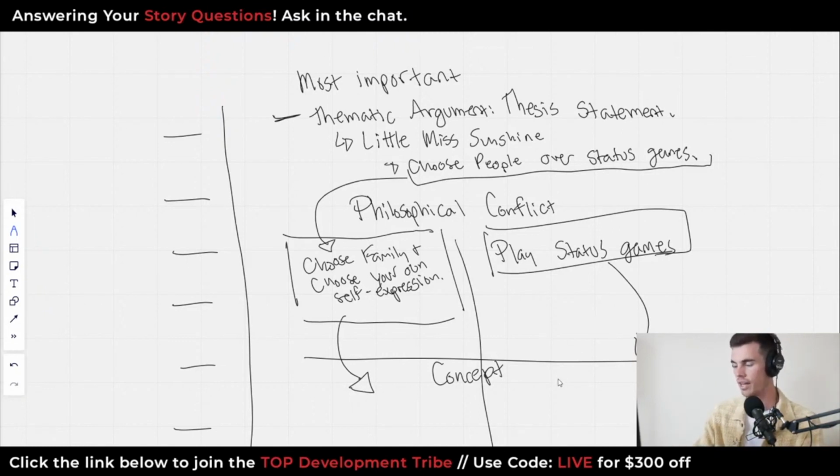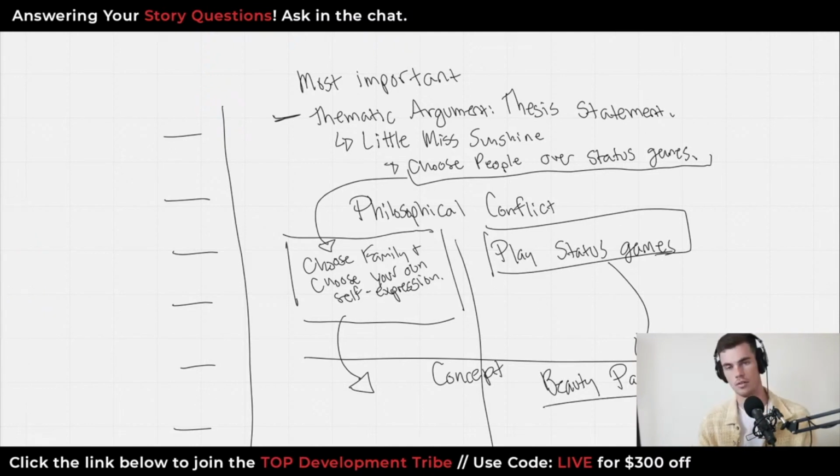Well, the status games that are being played in Little Miss Sunshine is the beauty pageant, right? Our main character, Olive, wants to win a beauty pageant. Okay, what is that beauty pageant?